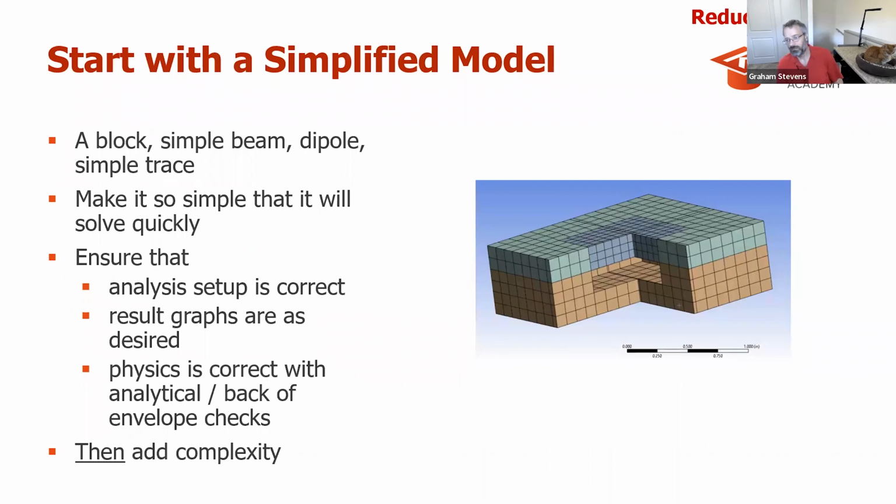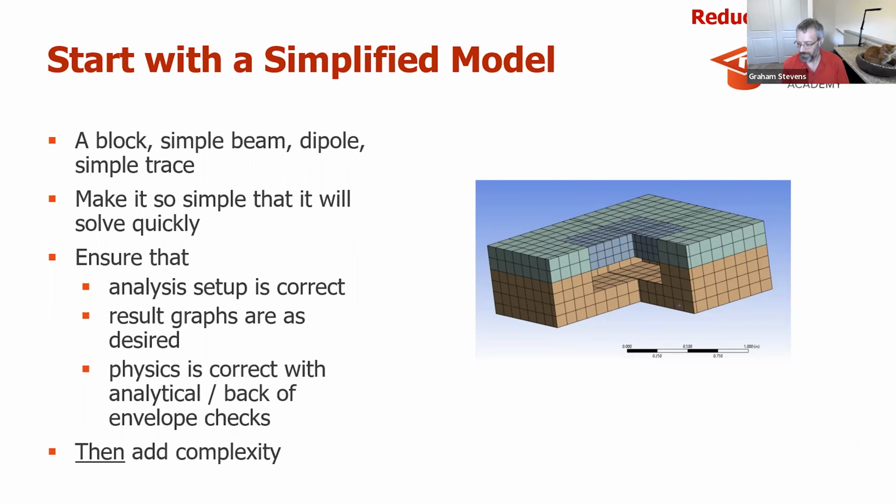And then in terms of reducing complexity, it's best to start with a simplified model. And the simplest model ever is basically a block. And so a block, a simple beam, a dipole, a simple trace, something that has the rough edges of what you're trying to do there. Make it very simple so that it will solve really quickly, and then ensure that your analysis setup is correct, that the result graphs are as desired.